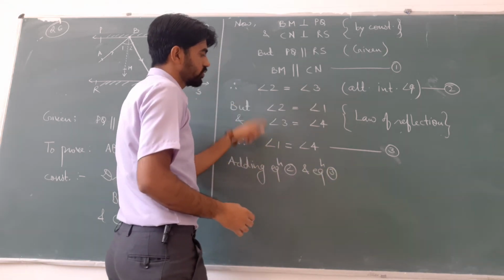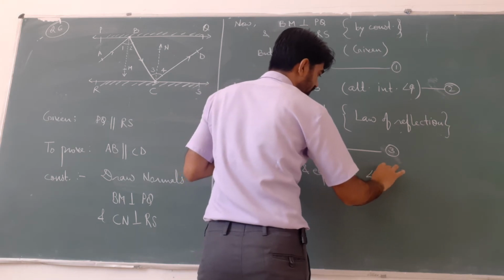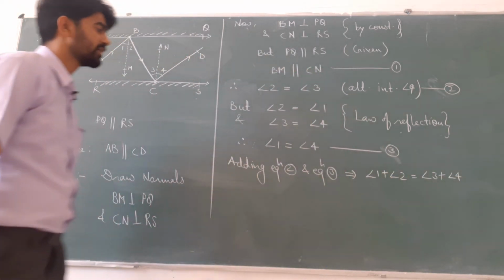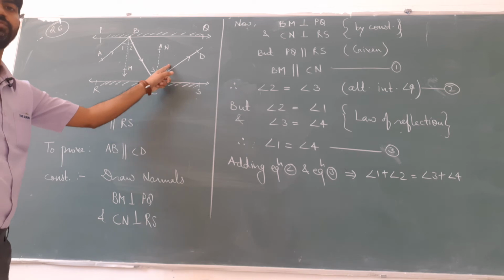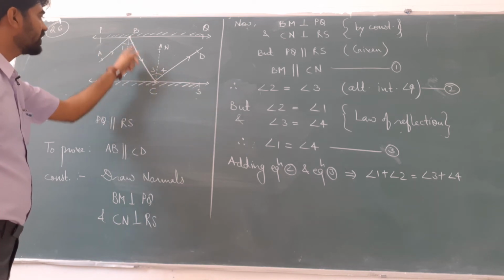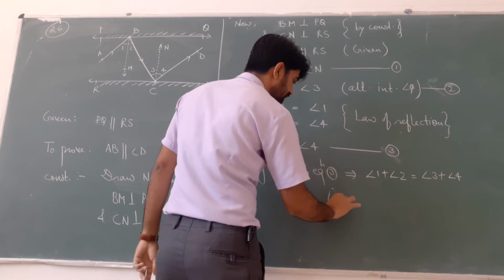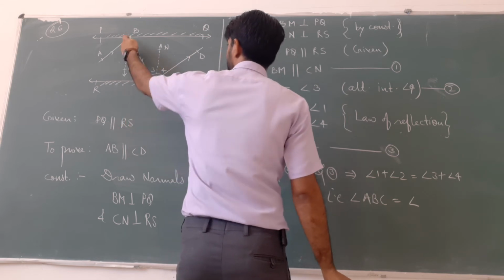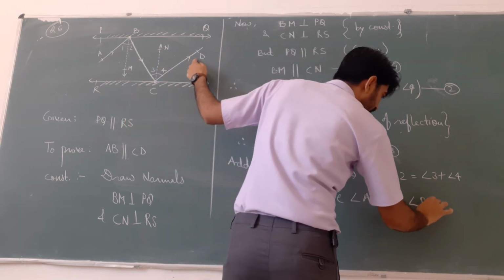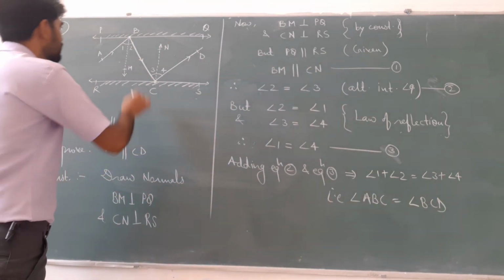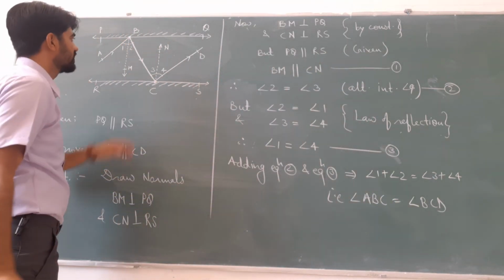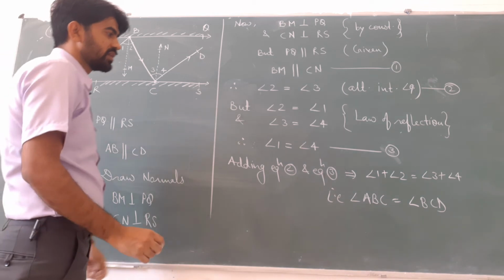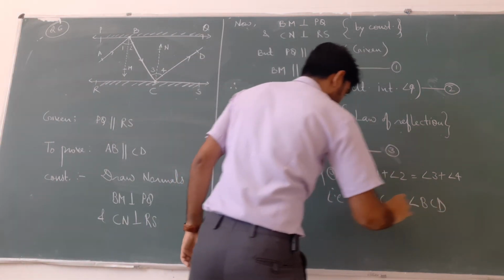Angle 1 plus 2, angle 1 plus angle 2 is equal to angle 3 plus angle 4. Okay, 1 plus 2 is equal to 3 plus 4. So 1 plus 2, that is angle ABC, is equal to angle 3 plus 4, which is BCD. Now look, this angle is equal to this angle. This will act as transversal. Now this complete angle and this complete angle are equal, but these are alternate interior angles.